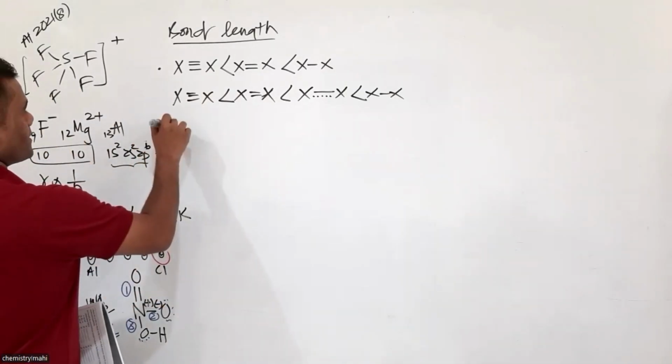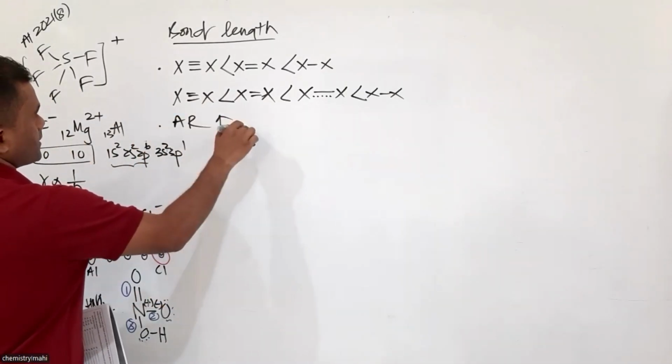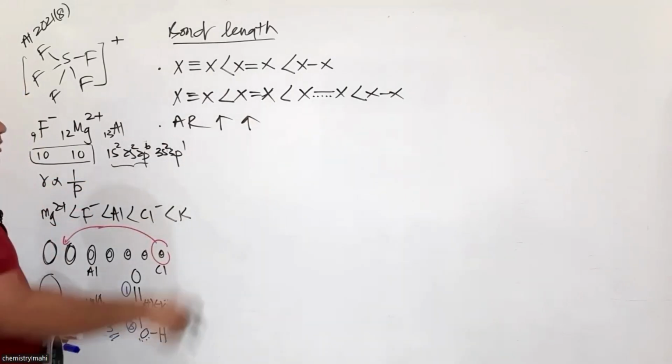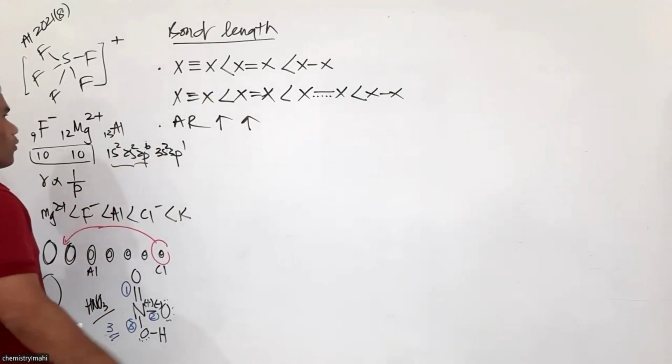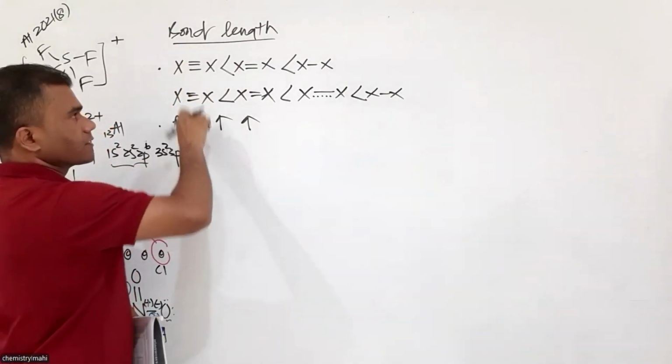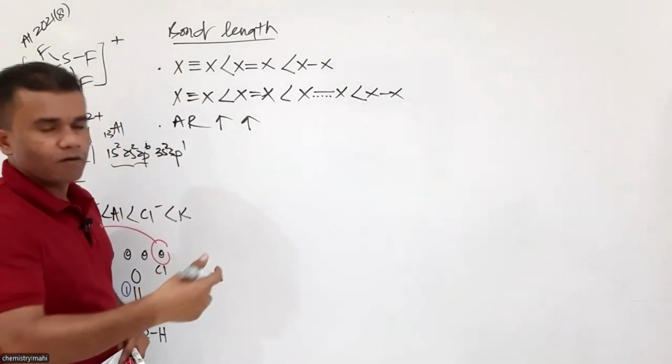Right. The next one is the atomic radius you take. As atomic radius increases, bond length increases. Those are the factors. But you first consider this one. That order is very important. Don't go to atomic radius first. Get the type of bond, single, double, triple.